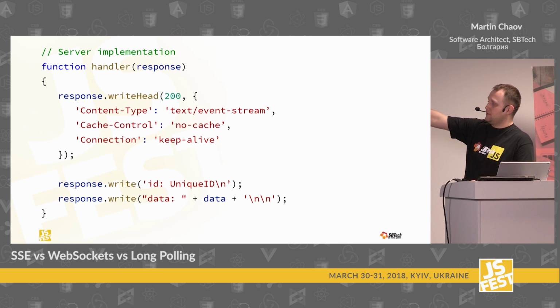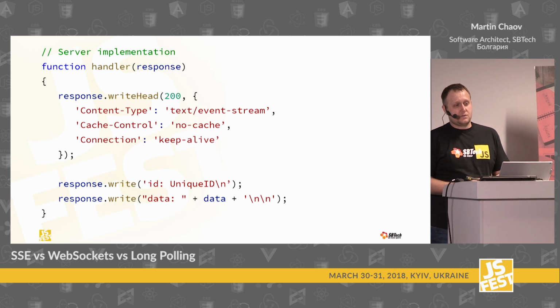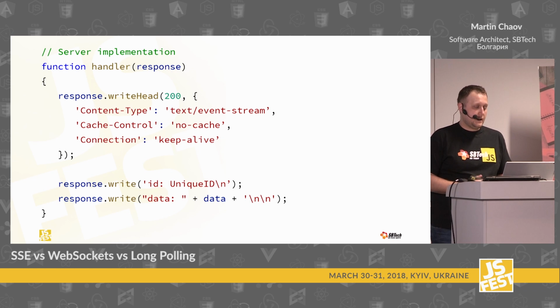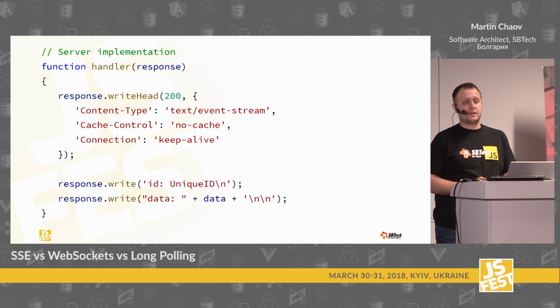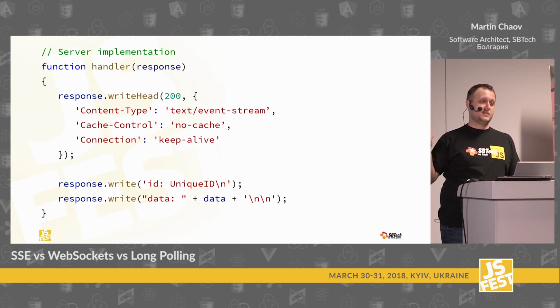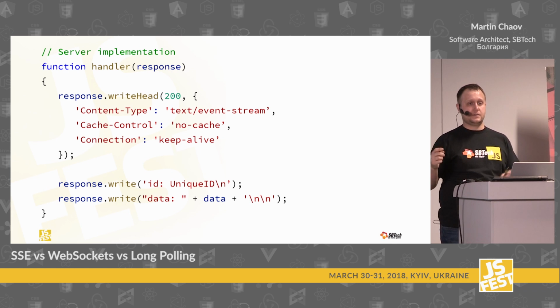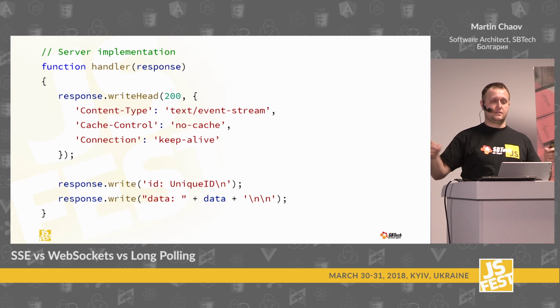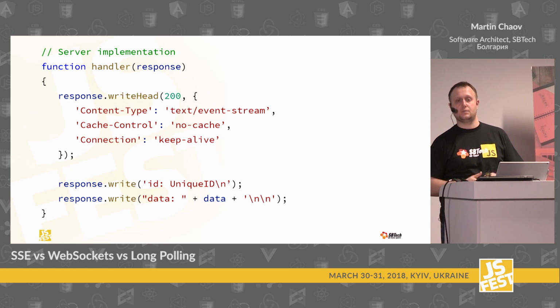You see something here, this unique ID. This unique ID is important because when I subscribe for messages and I lose my connection, the second time I subscribe, I will actually send this ID to the server. And the server will know how many messages I missed, and it can send them back to me.